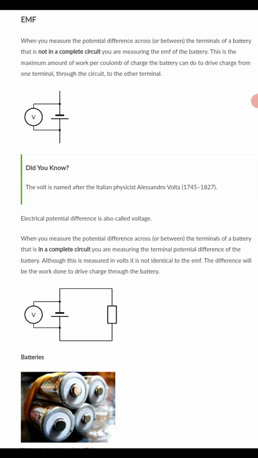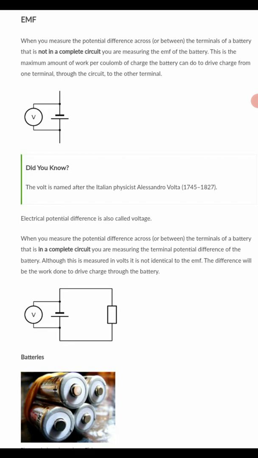So you can see the difference between potential difference and electromotive force. For both of them, we are measuring the potential difference of the battery. Why for potential difference? We are doing that when the battery is supplying current to the circuit. Why for electromotive force? We are doing that when the battery is not supplying any charge or current to the circuit. Although this is measured in volts, it is not identical to the EMF.